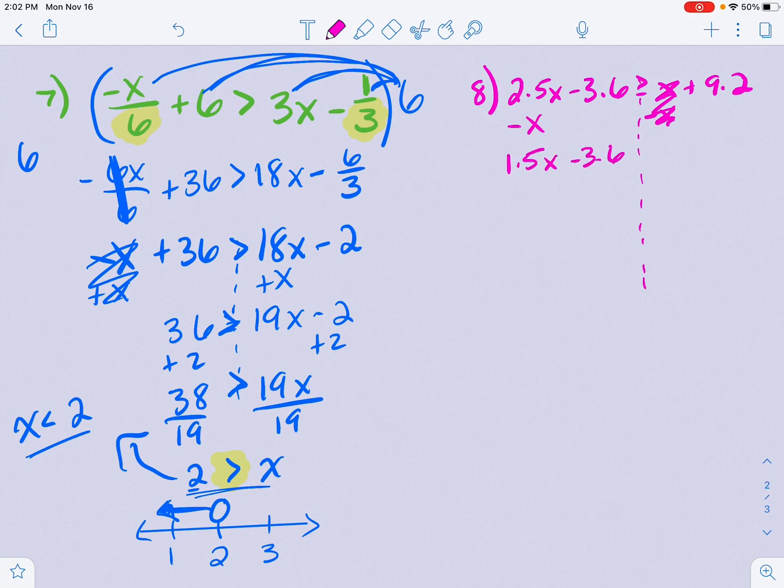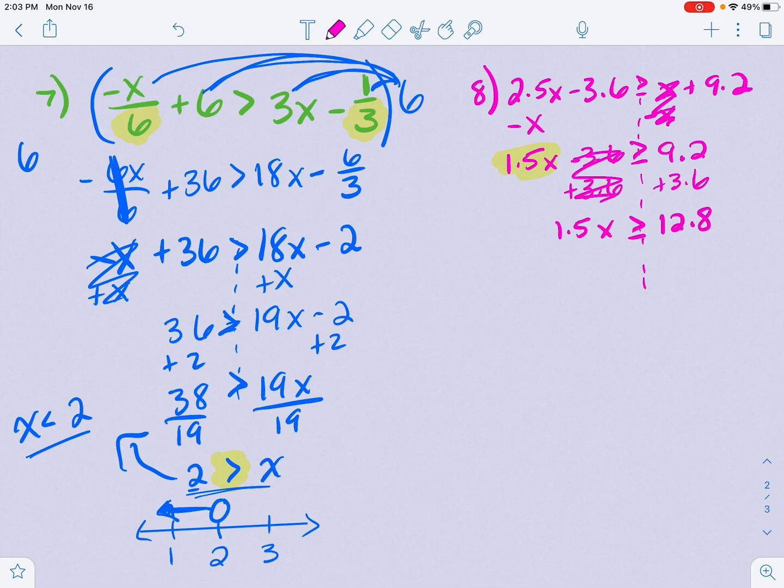If you need a calculator, use it. There's no harm in that. Remember, if you don't have a calculator, you can always go to Desmos. The link is on our homepage. Now I need to get the 1.5x by itself. So the negative minus 3.6 is still over there. So I'm going to add 3.6 because that's the opposite. So that's gone. I'm left with 1.5x is greater than or equal to 8.5. Whoa, that is not right. I looked at the wrong line. How about 12.8?